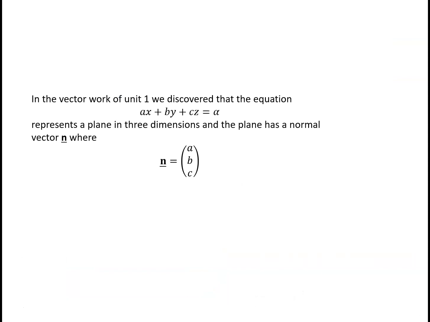Now, just to remember a piece of work that we came across in Unit 1, we discovered that the equation ax plus by plus cz equals alpha represents a plane in 3 dimensions, and the plane has got a normal vector of (a, b, c).